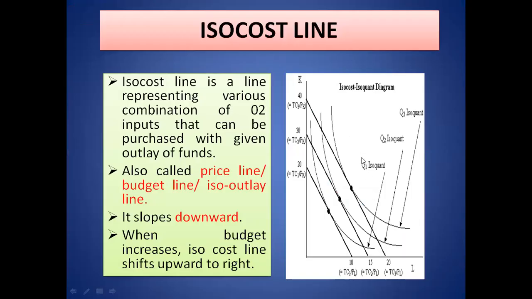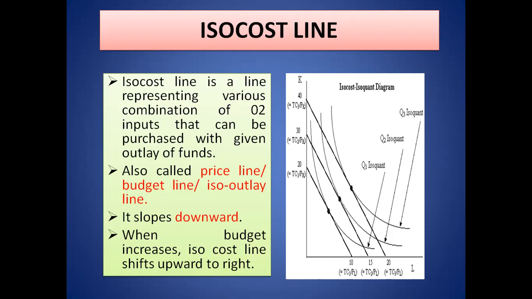Next, we will see the isocost line. We have covered the isoquant. Just like indifference curve and budget line relations, here we have isoquant and isocost line. The isocost line is a line representing various combinations of two inputs that can be purchased with a given outlay of funds. That means you have a limited budget.